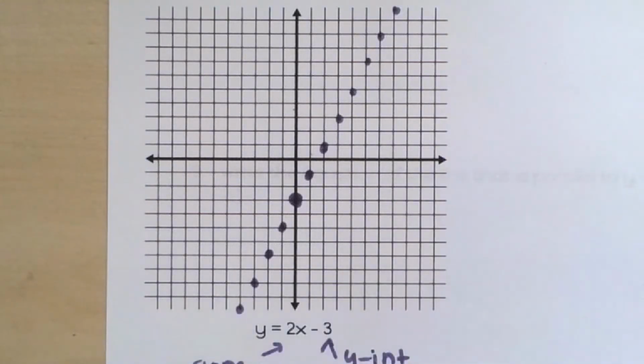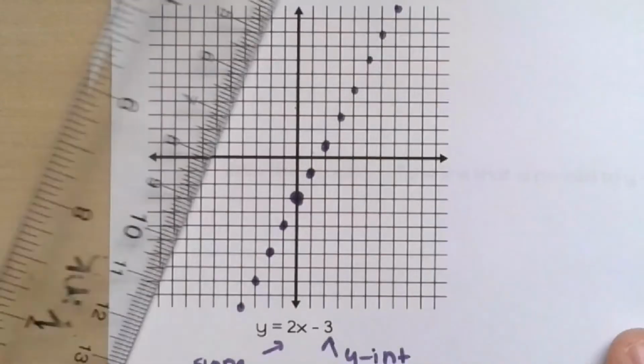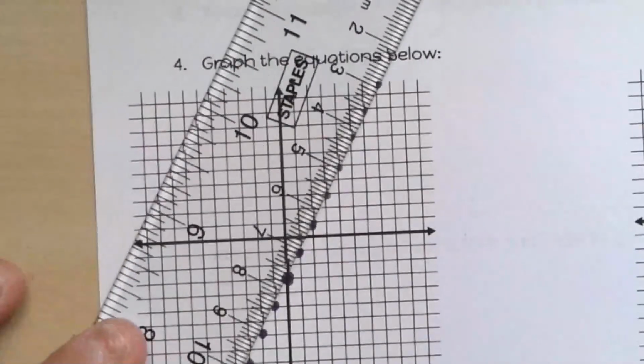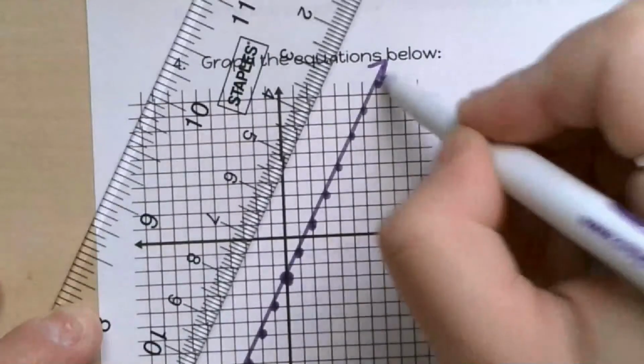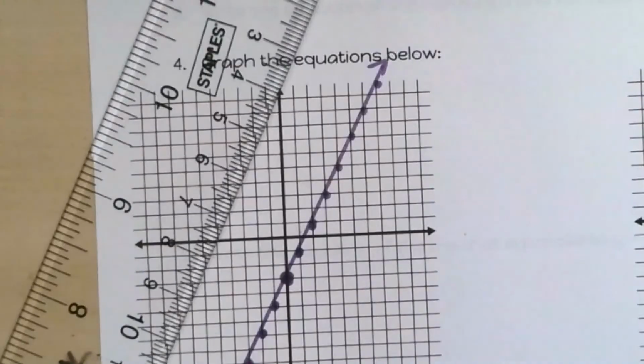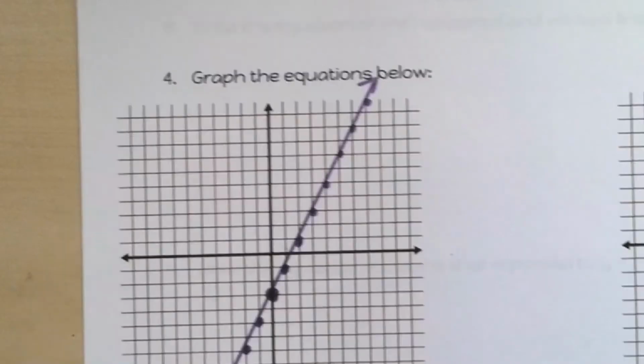Okay, and then your last step, this is where it's nice that it's online. There's this little line tool you can use. I'm going to kick it old school for a second and use a ruler. But then your last step is just to connect all of your points. All right. So that's our first one.